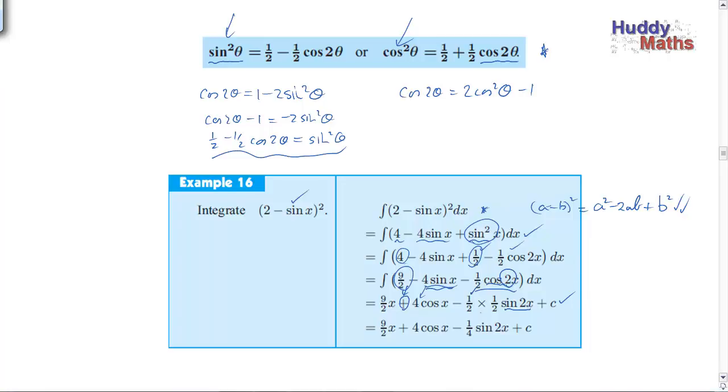So we can tidy it up a little bit. Negative by negative is positive, negative times positive is negative, and half by half is a quarter.